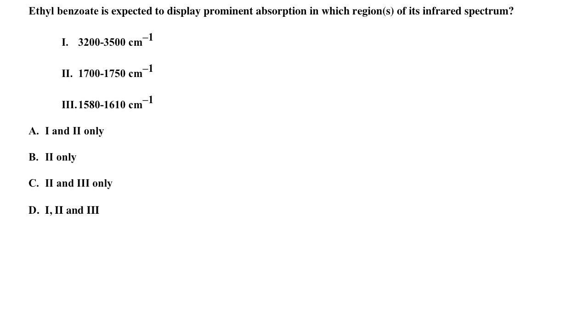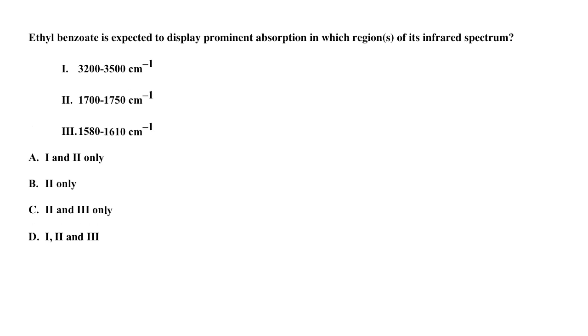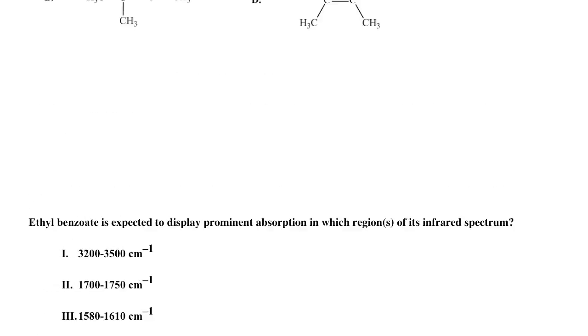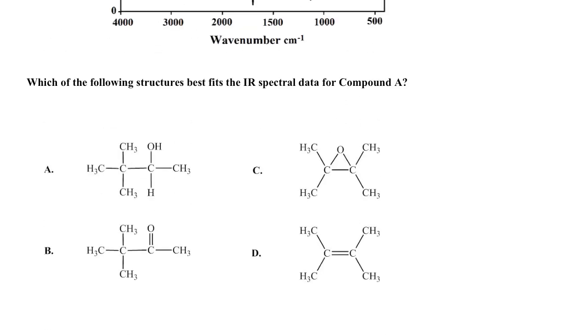So you want to go through 1, 2, and 3, see if they're plausible for ethyl benzoate, and then based on which ones are, you're going to pick the best selection that you can find down below. So those are the questions. Here's the second one. Take a look at it for a second. Pause it if you need to write it down. And I will show the first one more time.